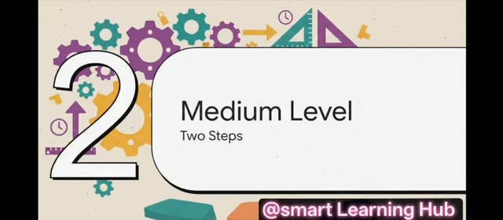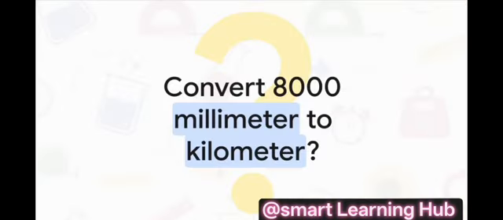Moving right along to level 2, stepping up. Let's see how this builds when we start combining moves for some medium-level questions. Because, you know, in the real world, you rarely get to jump straight from point A to point B. Sometimes you need a stepping stone. Take a look at this one. Convert 8,000 millimeters to kilometers.